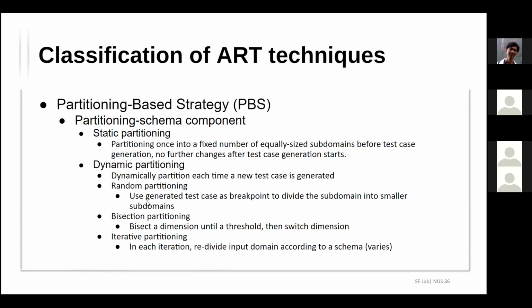For bisection, you bisect the partition along a dimension. In this case, you assume you have some kind of multi-dimensional input domain. You split the input domain along a dimension until you hit a certain threshold, so maybe you have 2 to the power I partitions, where I is some integer. Then you choose a different dimension and start again repeatedly. And finally, you have iterative partitioning.